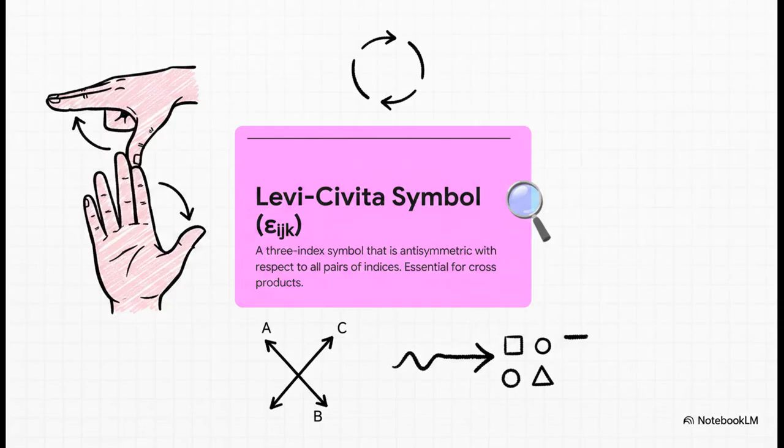Okay, tool number 2 is the Levi-Civita symbol, sometimes called the permutation symbol. It's written as epsilon sub ijk. This one has 3 indices, and it is all about order and what we call handedness. It's the key to describing things that are anti-symmetric, which is a fancy way of saying they change sign when you swap 2 of their parts. And that makes it perfect for things like cross products.